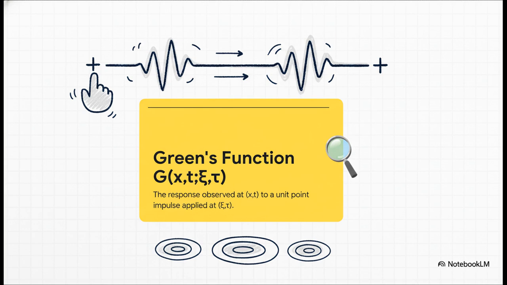And this is exactly where our detective comes in. The Green's function, which we call G, is literally defined as the system's reaction to that one simple clue. It's the answer to a very specific question. If I poke the string right here at this one spot xi, and right now at this one time tau, what's the ripple going to look like over there at point x, a little bit later at time t? It's the system's fundamental fingerprint, its impulse response.